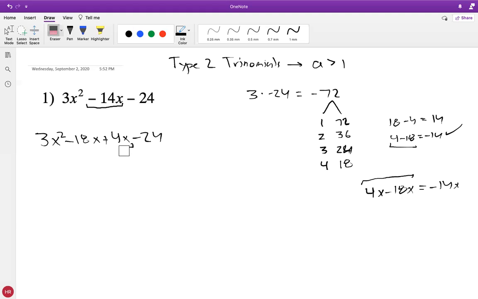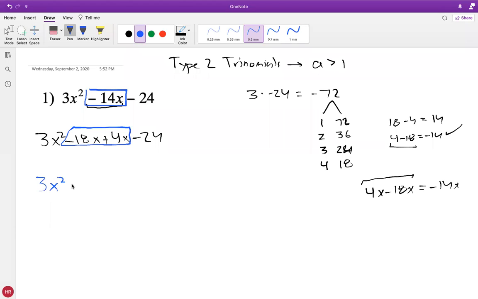Okay, but the important thing to recognize in this step is that this negative 14x right here is the same thing as minus 18x plus 4x. Minus 18 plus 4 is negative 14. I didn't change this thing at all, I just rewrote it. Now we're going to do a little trick which is called factoring by grouping.